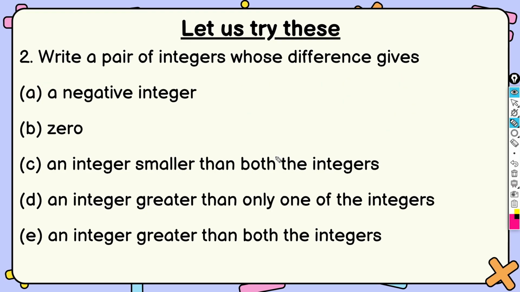Now write a pair of integers whose difference gives 0. A pair of integers whose difference gives 0 are the integers with the same value. For example, take 4 and 4. If you subtract, you get 0. Minus 10 minus minus 10 is equal to minus 10 plus 10, which is equal to 0. 100 minus 100 is equal to 0. So, two integers with the same value, and if you subtract each, you will get 0.